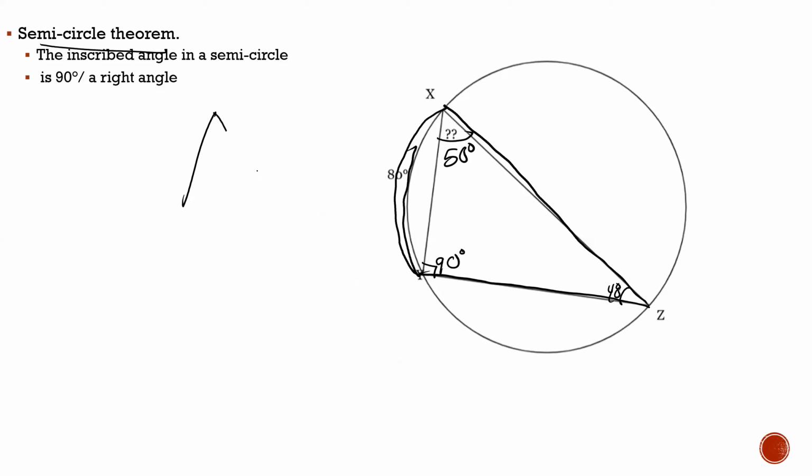So the triangle looks something like this if you take it out. 90, 40. Sorry about my drawing, I apologize. 50. Very straightforward. Let's go to the next question.